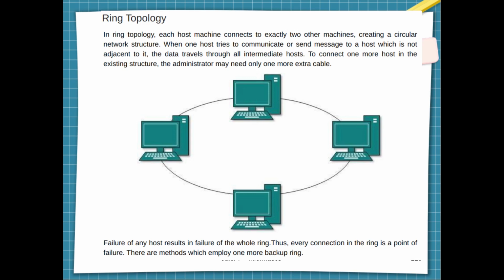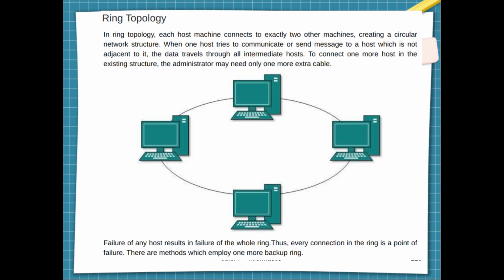On the left side or right side, you can connect. So exactly 2 systems you have to connect, and if you connect in that way, you will get a structure. That structure is like a ring, right? When one host tries to communicate or send a message to a host which is not adjacent to it, the data travels through all the intermediate hosts.